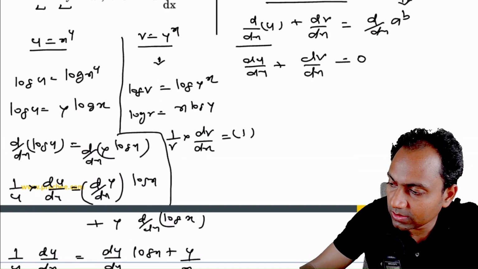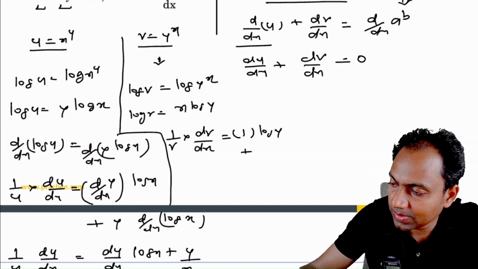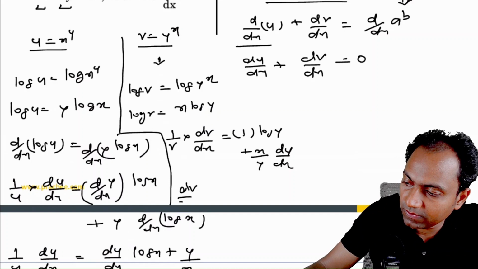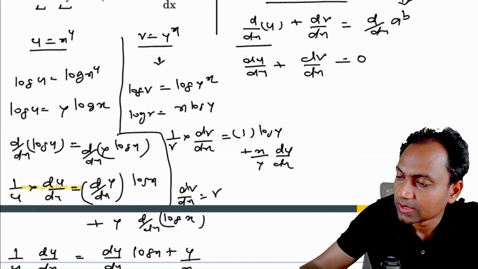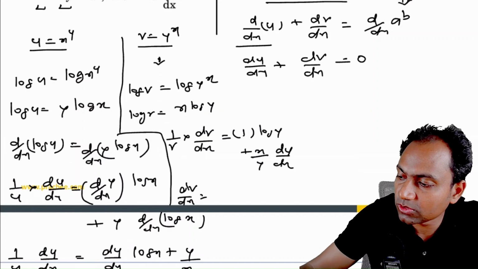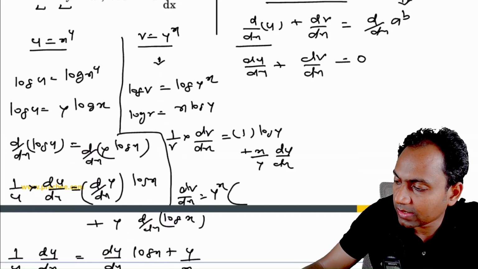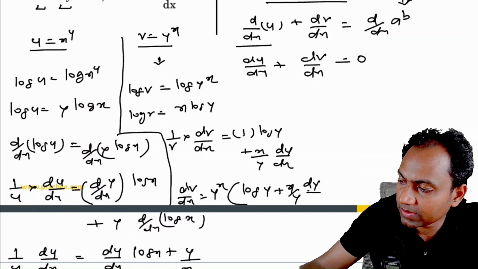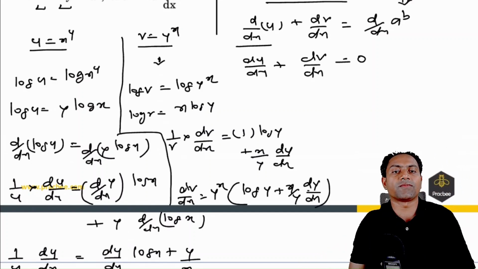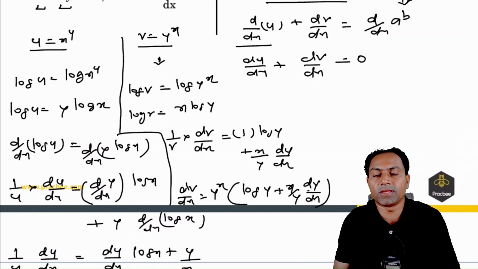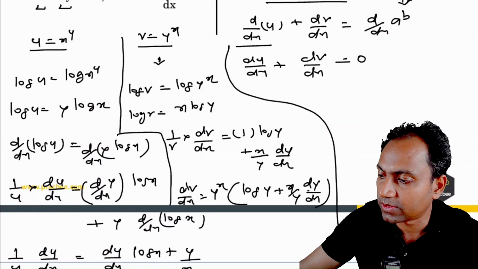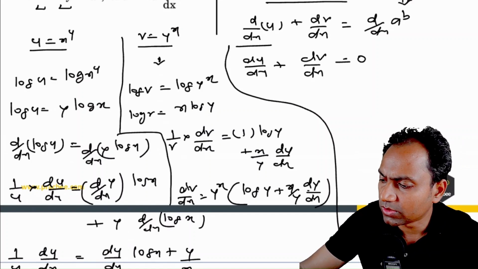So this becomes 1 into log y plus, this next part can be written as x into derivative of log y, which would be equal to 1 by y dy by dx. So if you want to write the value of dv by dx, the v will go on the other side, and v can be written as nothing but y raised to the power x. And what we have got is nothing but log y plus x by y dy by dx. You can see from here that we have got the value of du by dx, we have got the value of dv by dx. So now both of these values can be substituted in the first part that we figured out. So if I substitute the value, what am I getting?